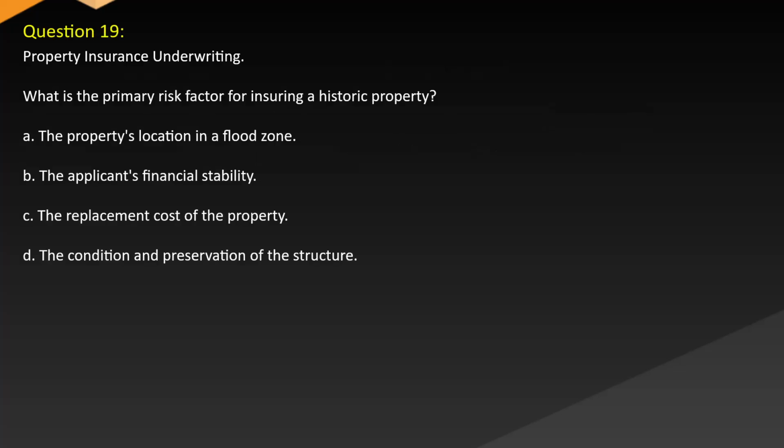Question 19. Property insurance underwriting. What is the primary risk factor for insuring a historic property? A. The property's location in a flood zone. B. The applicant's financial stability. C. The replacement cost of the property. D. The condition and preservation of the structure.